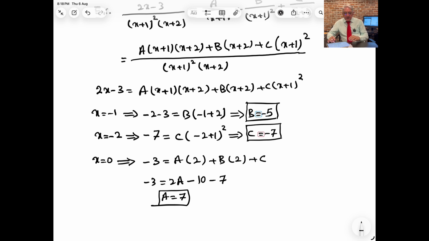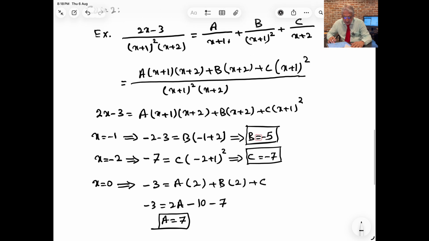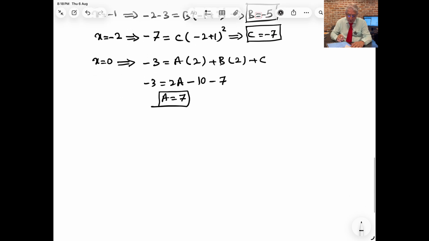Okay, we did this also. Now the third case is actually, I will go for another example, but I have to explain what is the third case. Case 3: if in the denominator you have a quadratic expression which cannot be factorized, in that case what are you going to do?